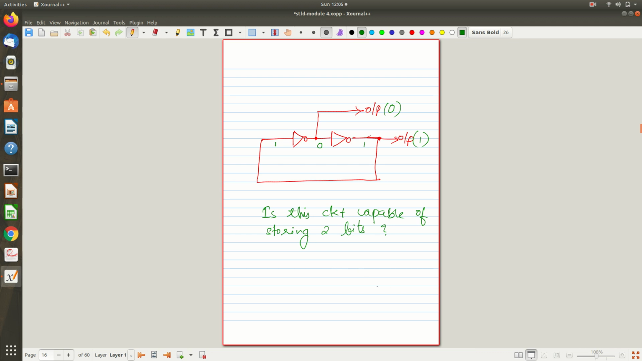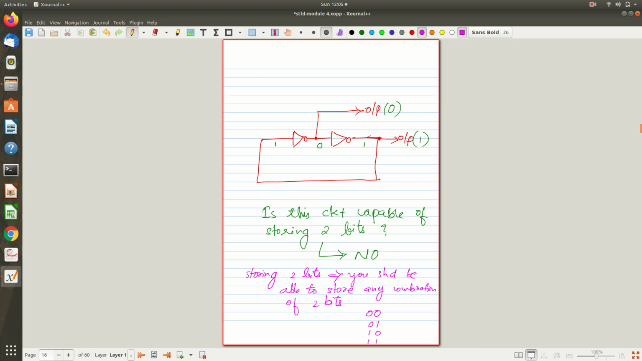But actually, this is wrong. Your judgment is wrong. The answer is no. Why is it so? The explanation is like this. Storing 2 bits means you should be able to store any combination of 2 bits, then only I can say that. In how many ways can 2 bits appear? It can be 0 0, 0 1, 1 0 or 1 1.